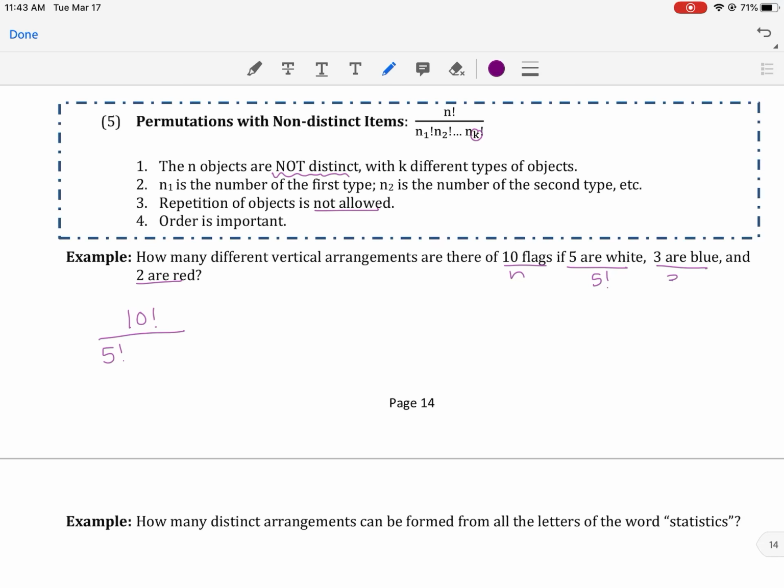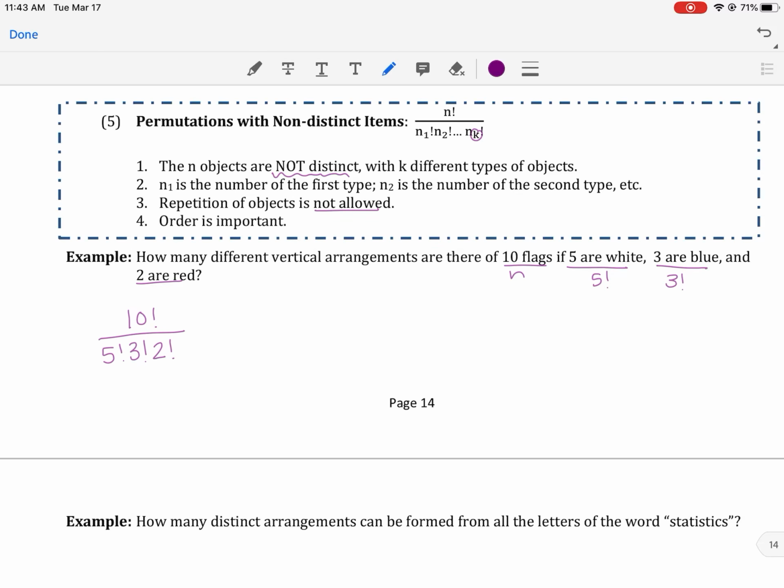The blue is represented by 3 factorial. And 3 factorial equals 6, so there's 6 different ways to rearrange those 3 blue flags. So therefore we divide by 3 factorial, and finally there are 2 red flags, so we also divide by that 2 factorial.